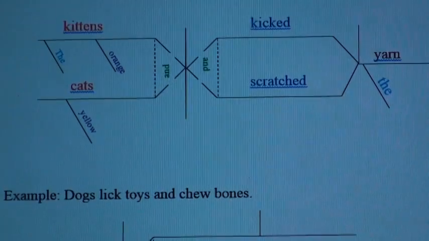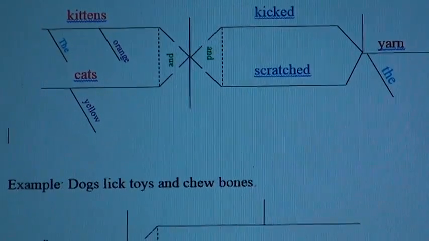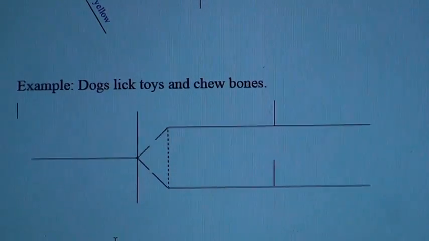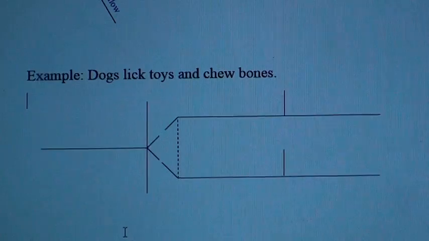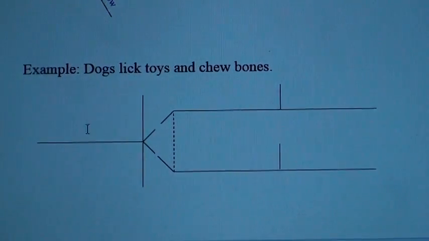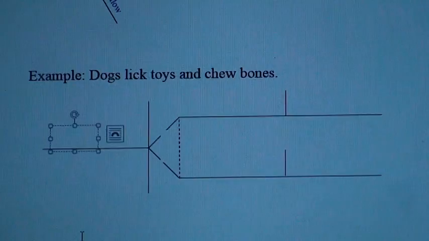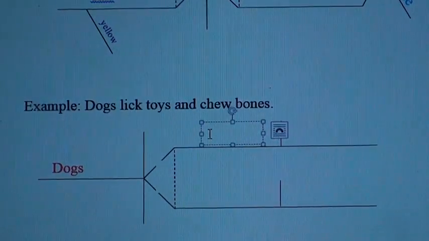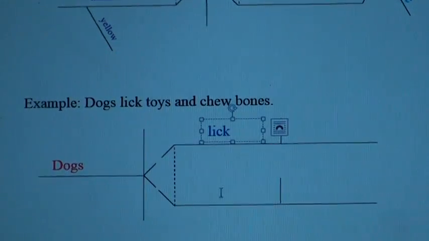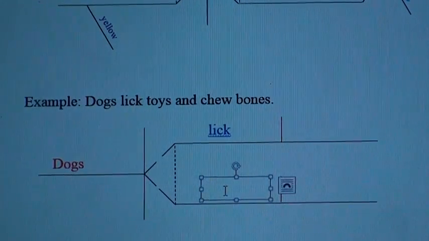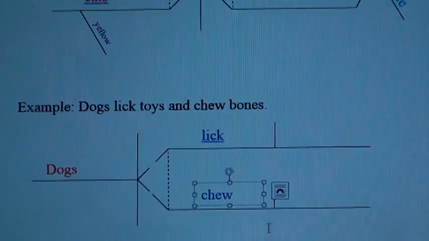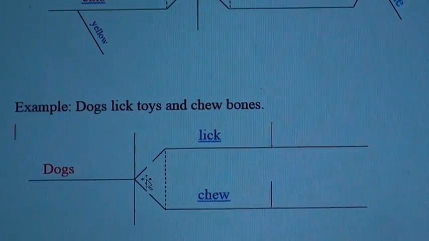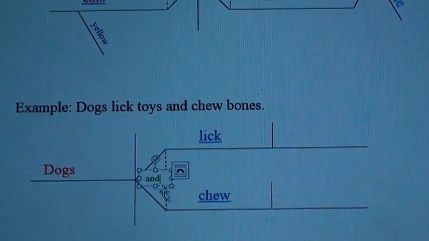Let's do one last review. We have one subject in this sentence, dogs, but we have two verbs, so we have a compound verb, but only one subject. Let's start with our subject. Our subject in this sentence is dogs because they perform the action. The first verb in our sentence is lick because it is the first action being performed. Our second action is chew because it is the second verb. Both lick and chew are connected by the conjunction and in our sentence.